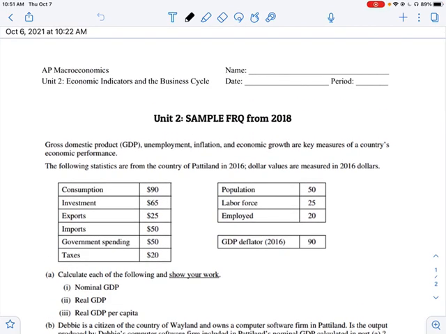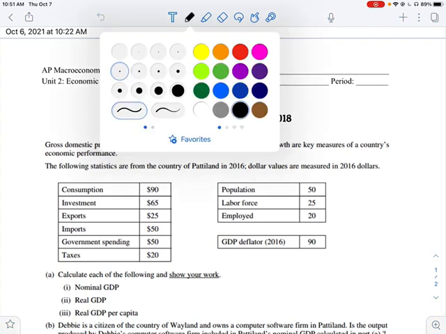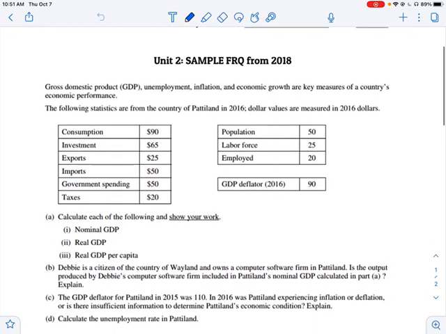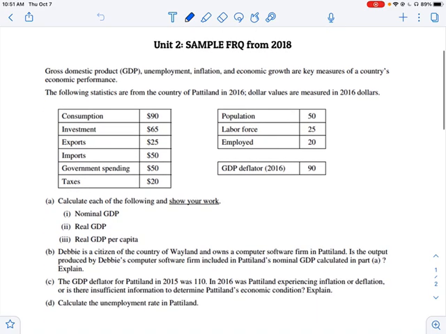All right, here we go. Unit 2. This is an FRQ from the year 2018 that was actually on a practice version of the exam. So this one is a great FRQ because it gives us practice in unemployment, GDP, inflation, and growth. So it really brings together multiple concepts from Unit 2.